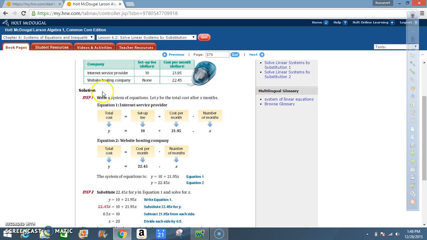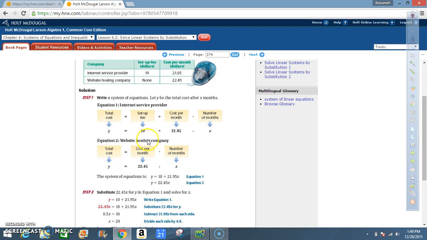Solution. Step 1. Write a system of equations. Let y be the total cost after x months. Equation 1. Internet service provider. Total cost, y, equals setup fee, they charge $10, plus the cost per month, that's $21.95 times x, the number of months.